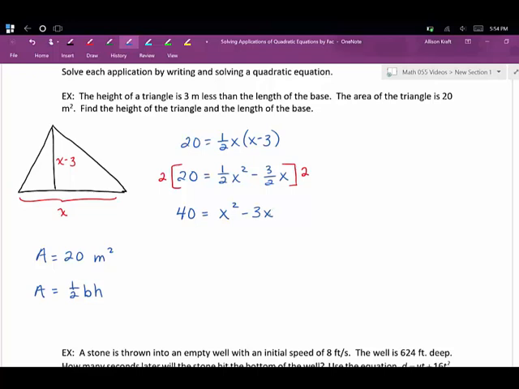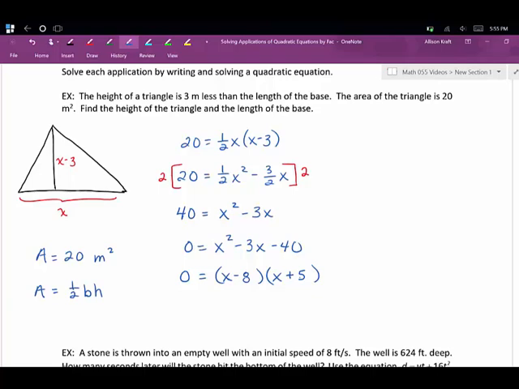Before we can factor and ultimately apply the zero product property, we need to set our equation equal to 0. So I'll subtract 40 from both sides, giving us 0 equals x squared minus 3x minus 40. Now we're ready to factor. This is a trinomial with a leading coefficient of 1. We can go right to our parentheses with x's in first positions. We're looking for two numbers that multiply together to be a negative 40 and add together to be negative 3. Negative 8 and positive 5 work for us.